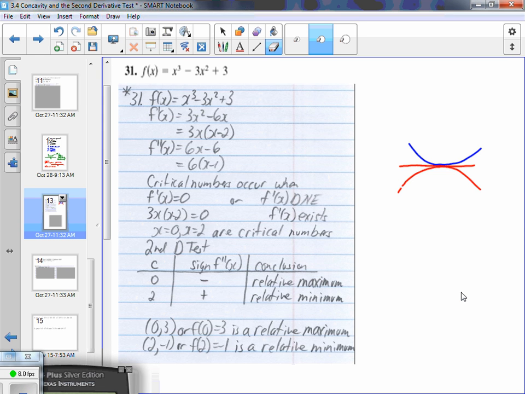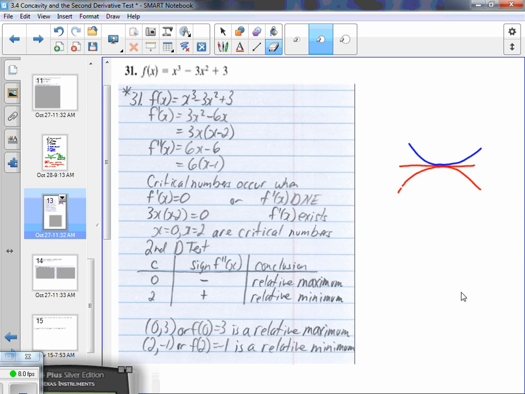I could use the second derivative test for one critical number, the first derivative test for the other. Now I'm doing both tests. I don't want to do both. So whenever I realize that the second derivative test is not going to do everything I need it to do, I'm not going to bother using it.